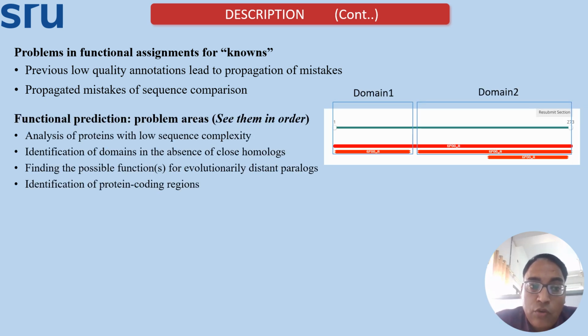So, what are the function prediction problem areas? Analysis of proteins with low sequence complexity, which means some repetitions are there. Okay. Then identification of domains in the absence of a close homologue. When you don't have any close homologues, how do you find out the protein islands, conserved islands, protein functions? Finding the possible functions of evolutionarily distant paralogs. Okay. Identification of protein coding regions. How do you find exons reliably under all these conditions?